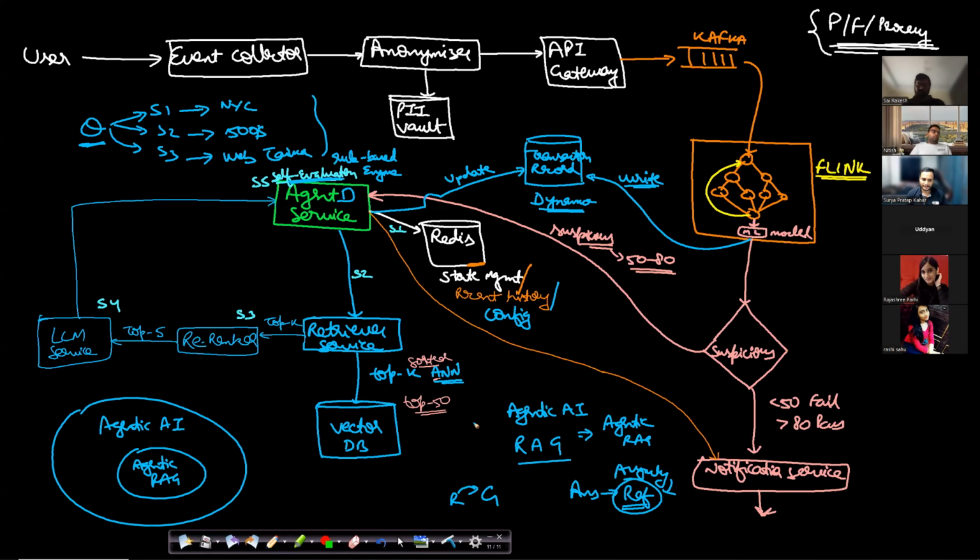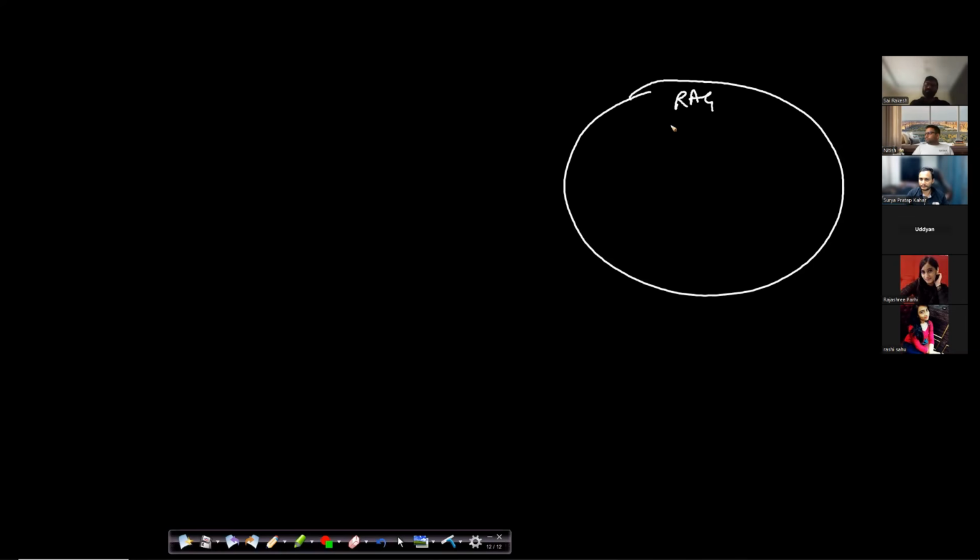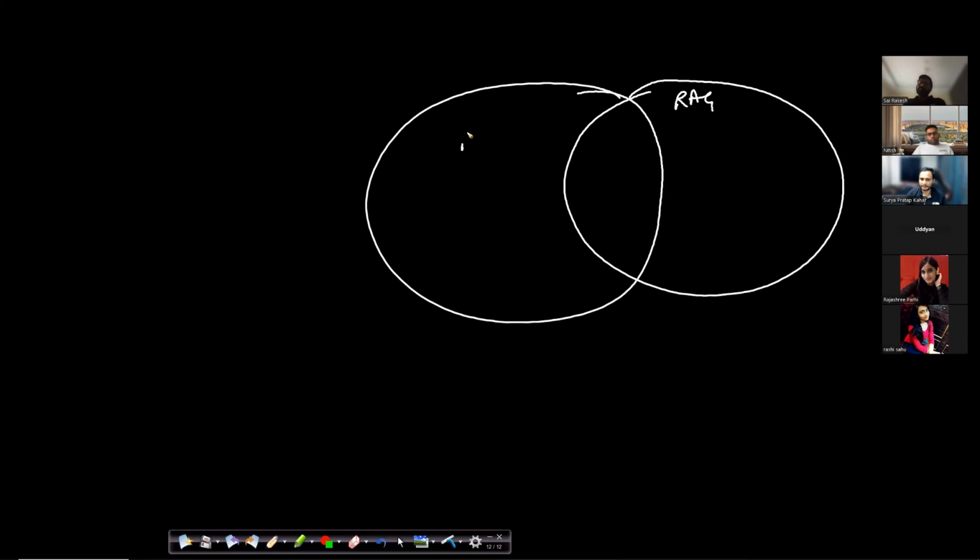What is a RAG? Now, RAG is not the same as agentic AI. RAG can be without an agent too, retrieval augmented generation. It may be done by the software engineers. It may be done by a bot. It may be done by a rule-based engine too. So RAG stands here. Okay, agentic AI stands here. And the agentic RAG stands here. So agentic RAG is a RAG system which is done by an agentic AI.